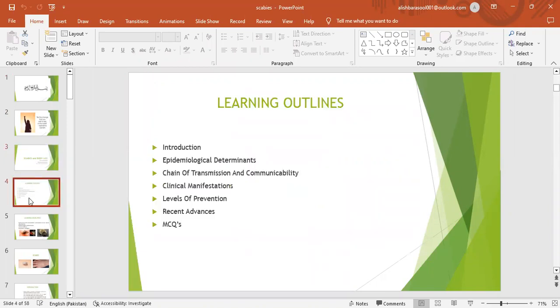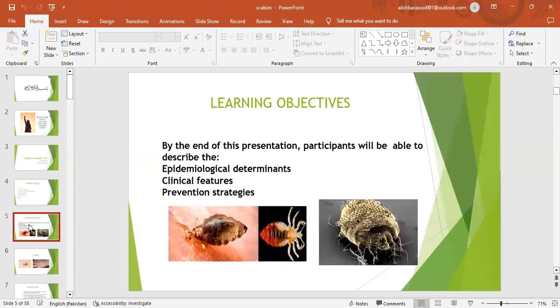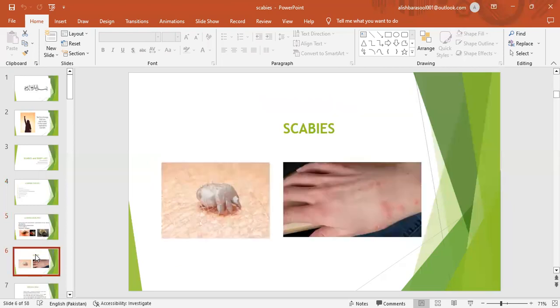Learning outlines: introduction, epidemiological determinants, chain of transmission and communicability, clinical manifestations, levels of prevention, recent advances, and MCQs. Learning objectives: by the end of this presentation, participants will be able to describe the epidemiological determinants, clinical features, and prevention strategies. Scabies.